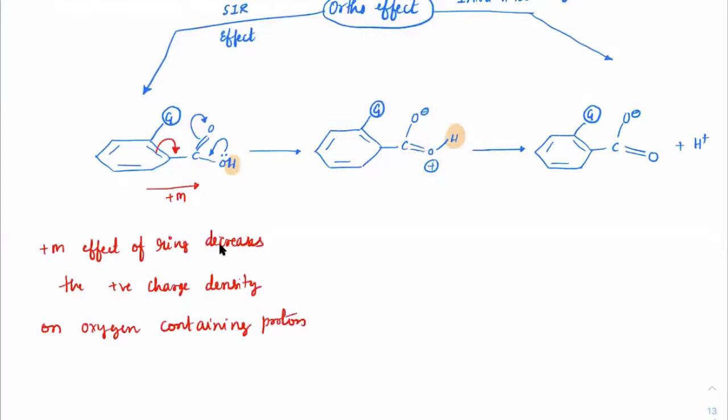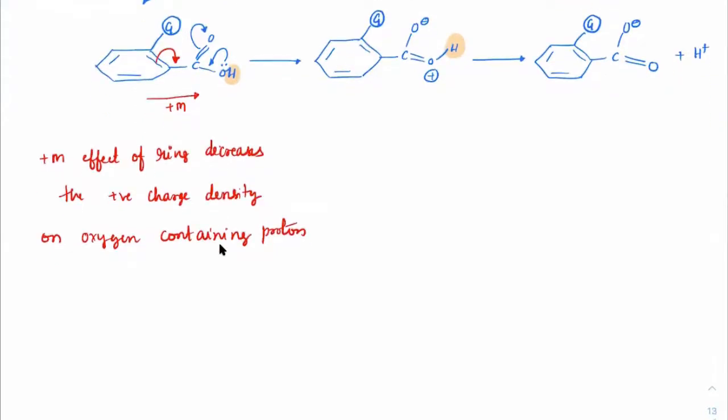Got it? So if this plus M is effective, which means if the plus M magnitude is more, this oxygen's positive density would be less. If oxygen's positive density is less, then H plus will not leave easily. Imagine this, oxygen, if it gets more and more positive charge, more electronegative it will become. Easily it can give H plus, so it would be able to give H plus very easily. So what I can say is that if plus M effect of the ring decreases the positive charge on the oxygen containing that proton, then the acidic nature will decrease.